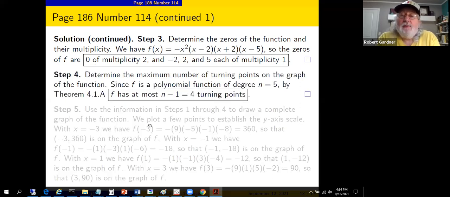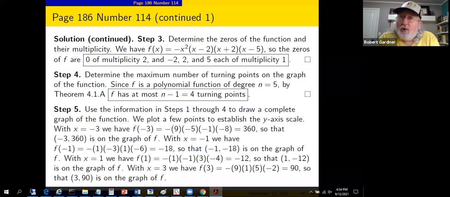Determine the maximum number of turning points on the graph of the function. Okay, it's a 5th degree polynomial. We multiplied it out on the previous slide. N equals 5. The maximum number, by theorem 4.1.a, of turning points is n minus 1. So it could have at most n minus 1 equals 4 turning points. We'll graph it and we'll count turning points.